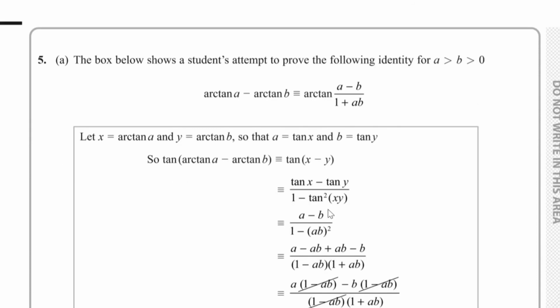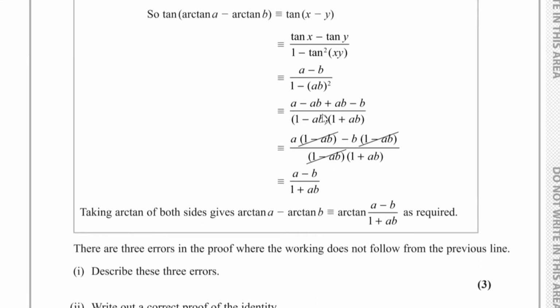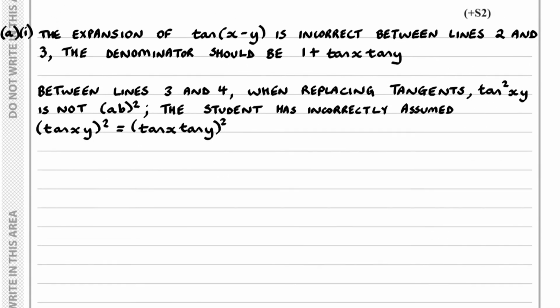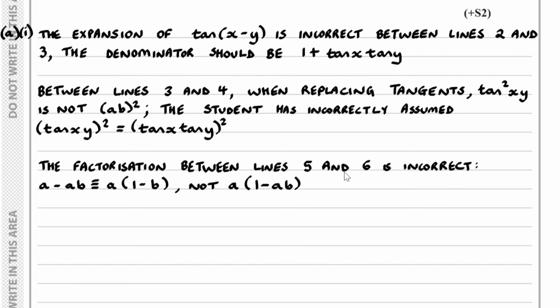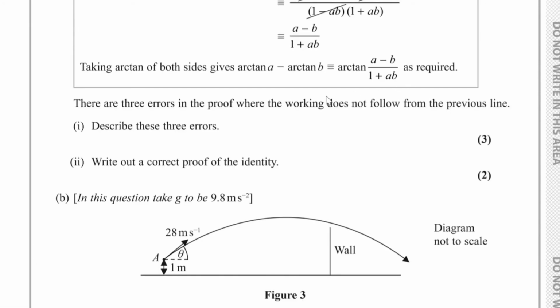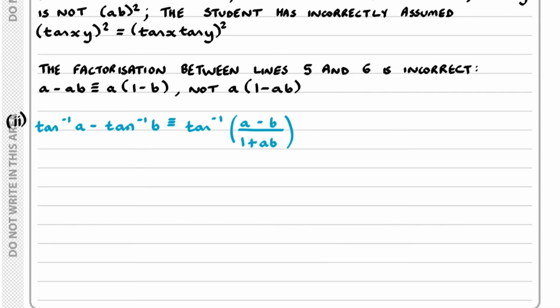And the third thing that's wrong is the factorization between here and here. So the factorization between lines 5 and 6 is incorrect. A minus AB is equivalent to A multiplied by 1 minus B, not A multiplied by 1 minus AB. So those are the things that are wrong. And then we have to write out a correct proof for the identity. Now, ultimately we want to show this over here.